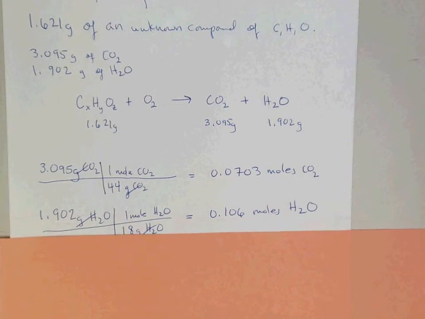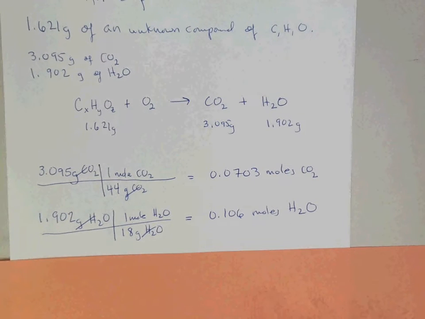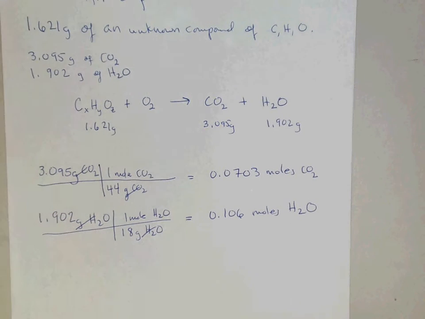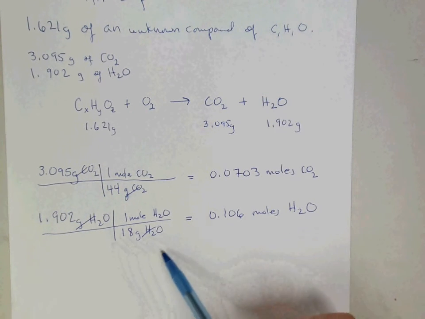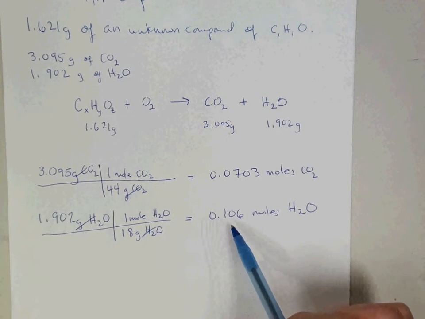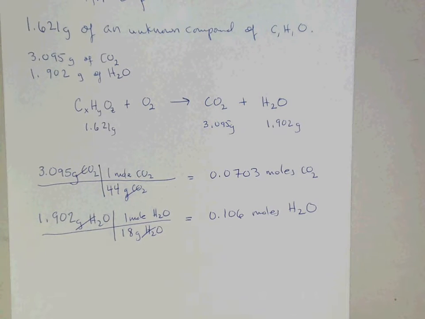Okay, and then I'm going to do the same thing for water. 1.902 grams of water divided by 18 grams per mole, because this is the molar mass of water. Okay, and again we found that on the periodic table, and then that gave us 0.106 moles of H2O.